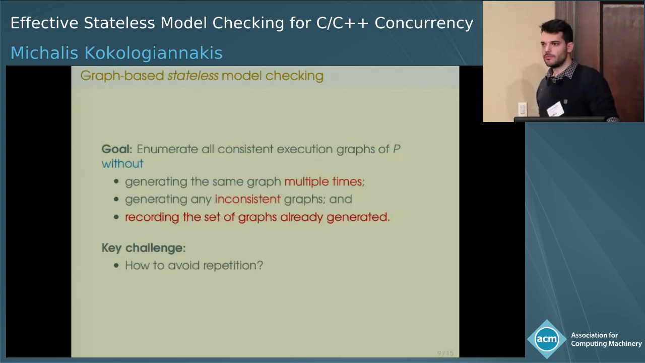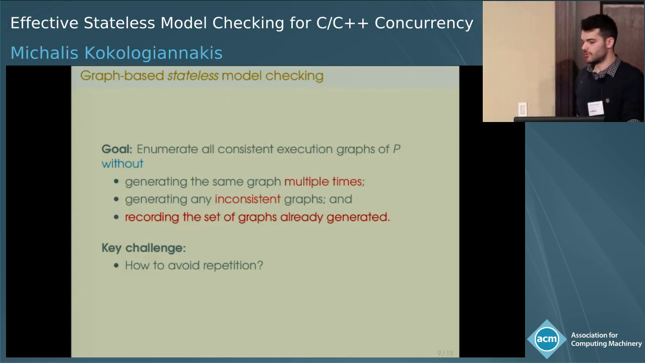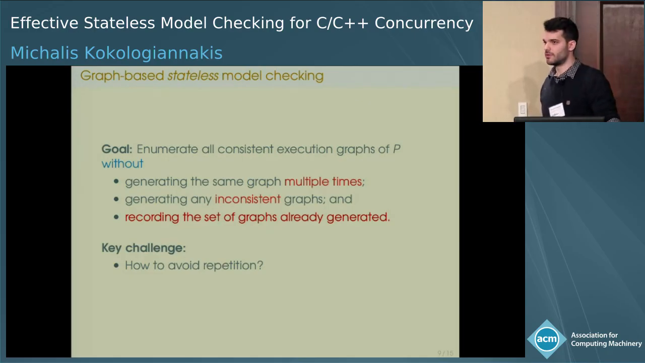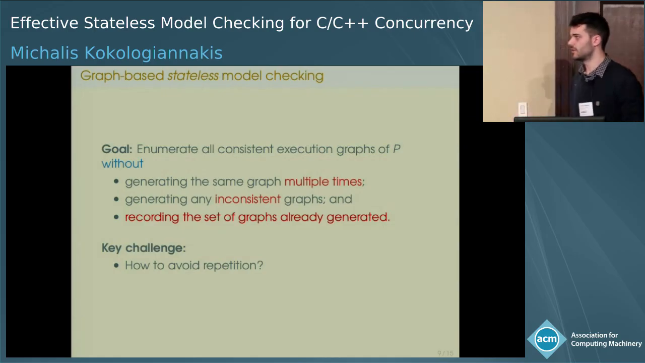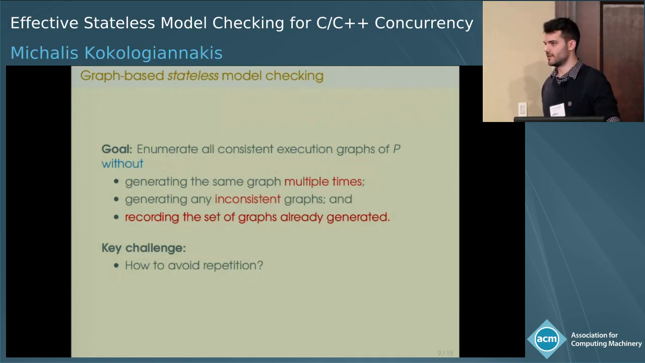So that's good, but it's not the best we can do, because all these graphs are actually stored in memory, and we do not want that. So we modify our goal, and instead of just enumerating all consistent executions without generating the same graph multiple times, without generating any inconsistent graphs, we had one more goal. The goal is that we don't actually want to record the set of the graphs that we've already generated. So the question here is, how do we do that?